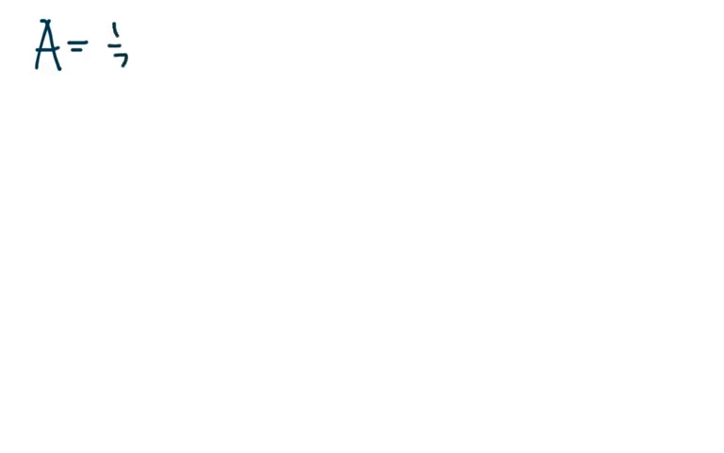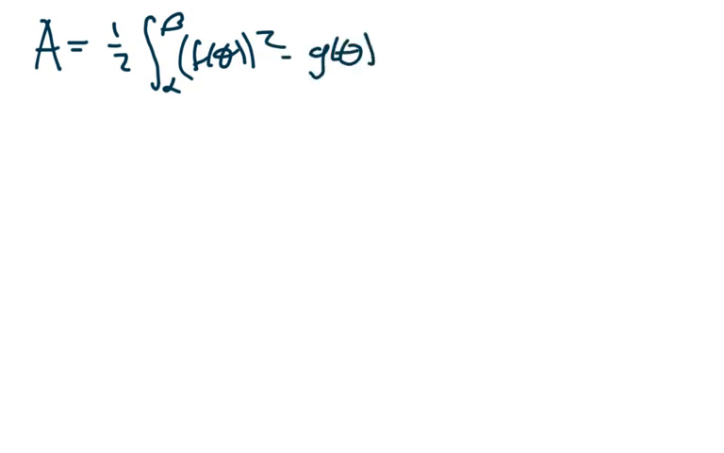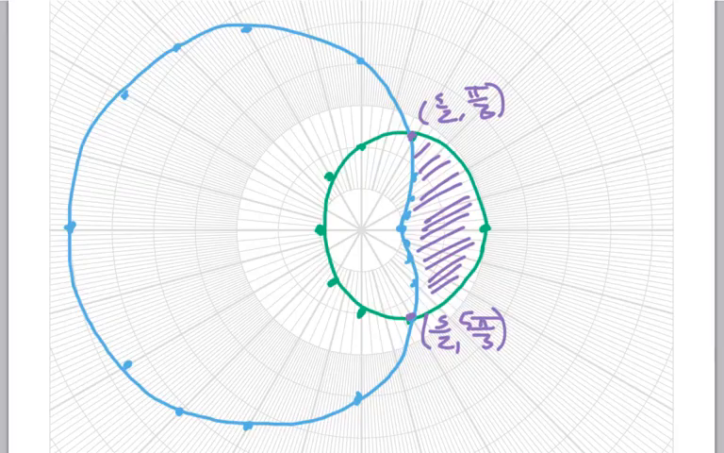The area of this region is going to be 1/2 the integral from alpha to beta of f of theta squared minus g of theta squared d theta. Right, this is what we want. Now we just say, what's f, what's g, where's alpha, where's beta? Now we can go from here to here, and that'll do it, except that we don't want to say 5 pi over 3 to pi over 3. That's not in one go.